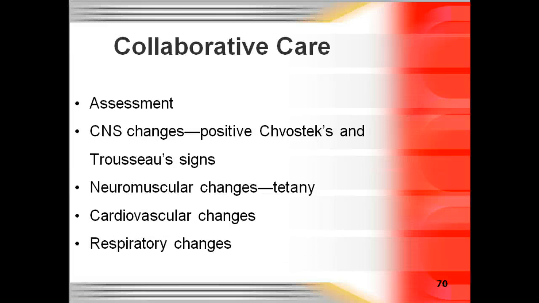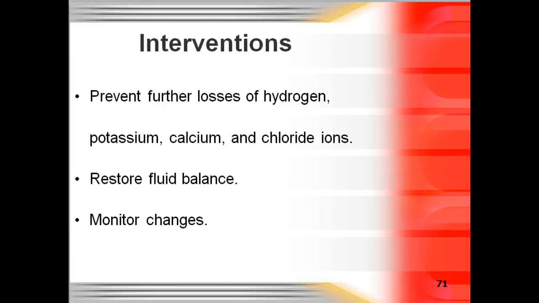Collaborative care. You want to assess the individual. You want to look at the central nervous system changes, like the Trousseau sign. Remember back when we were talking about the flexion and the Chvostek sign. We discussed those signs when we were talking about hypocalcemia earlier, along with cardiovascular changes and various respiratory changes. Interventions to prevent further loss of hydrogen: you want to replace potassium, calcium, and chloride ions, and then restore the fluid balance, and monitor changes.